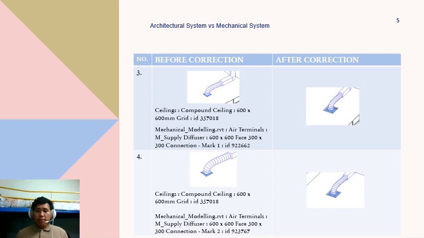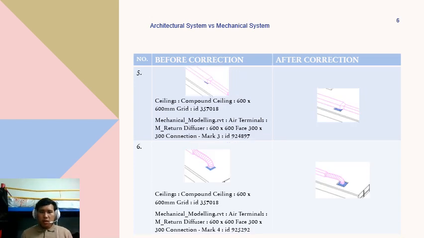Problems number 3 and 4 are also the same problem, but the ID for the diffuser is different. The problem is the diffuser conflicts with the compound ceiling. The solution for problems 3 and 4 is the same: I just make an opening at the compound ceiling. Case number 5 is a conflict between the rectangular duct and compound ceiling. The solution is to make an opening at the compound ceiling.